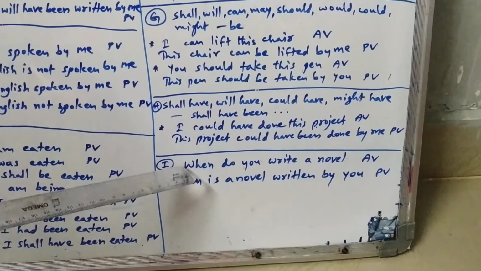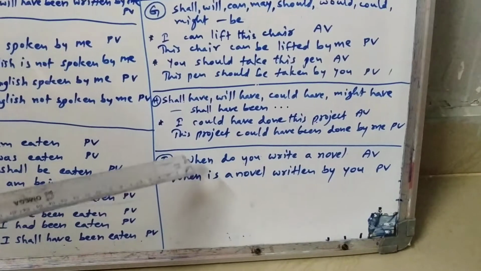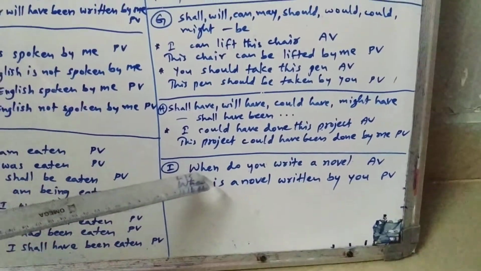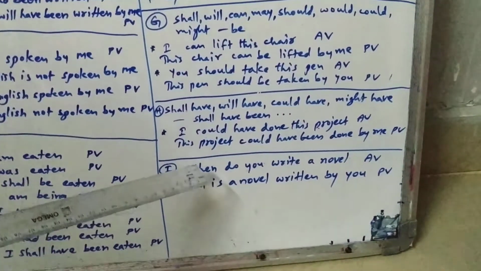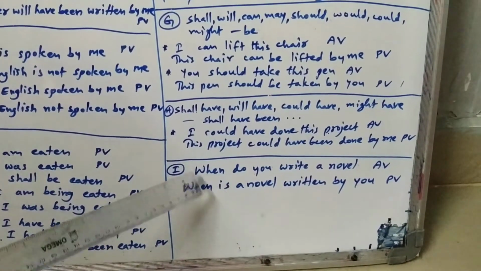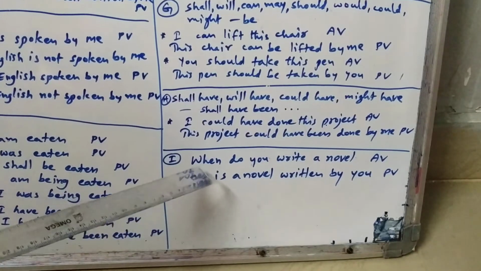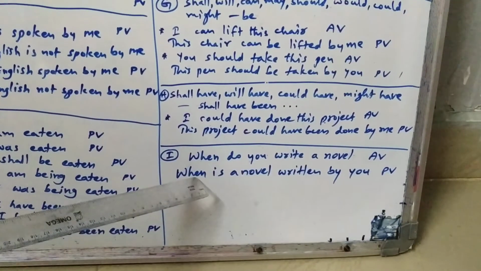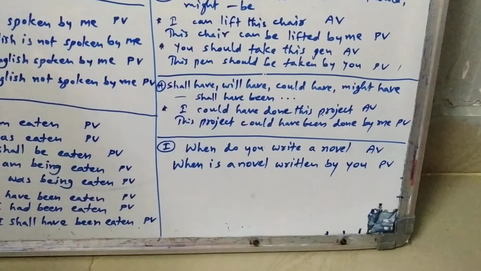Okay, when do you write a novel? When, where, why, whose, whom, how. If the sentences begin with WH questions or how, we change those sentences into passive like this. When do you write a novel? When is a novel written by you?